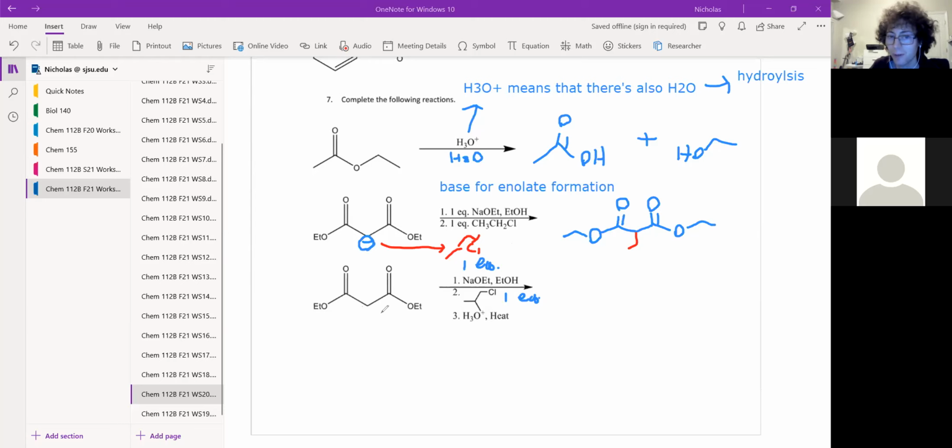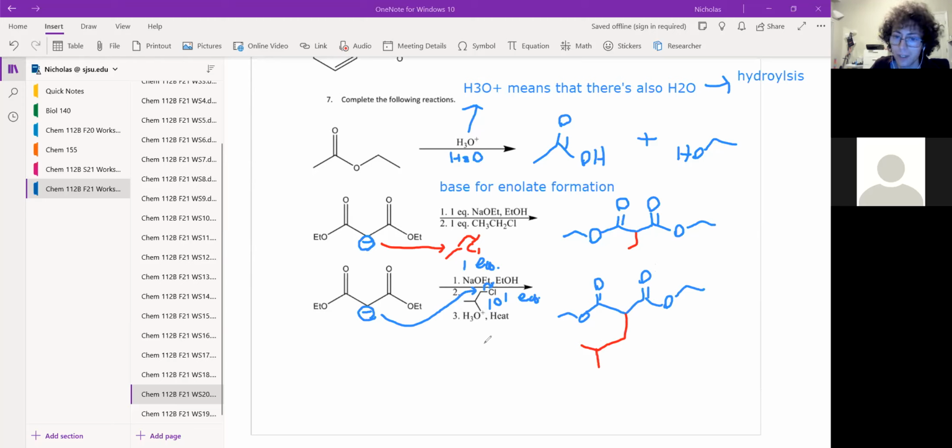So again, we're adding one equivalent of base. That's going to form an enolate just like it did before. And then we add an alkyl halide. This is a primary alkyl halide, so it works fine for SN2. And we're going to do that attack. That leads to this structure.